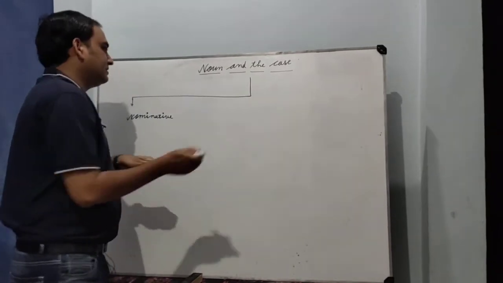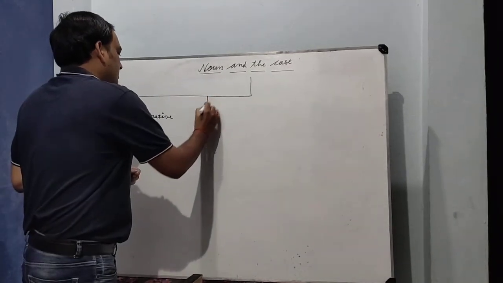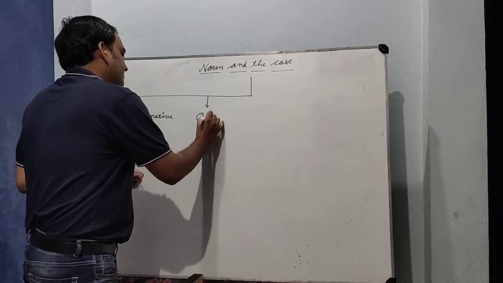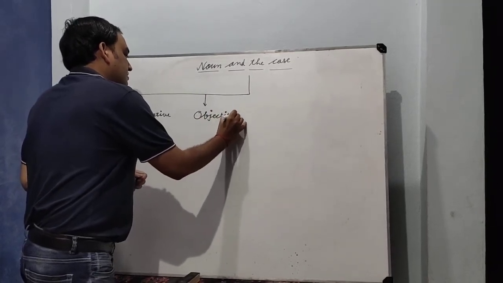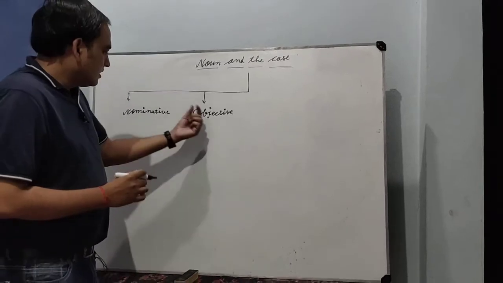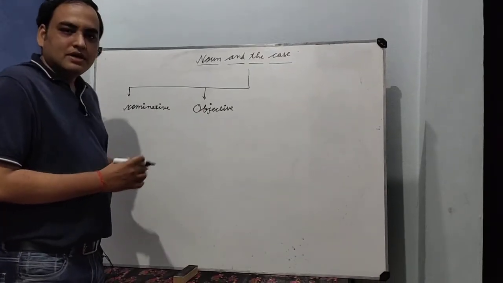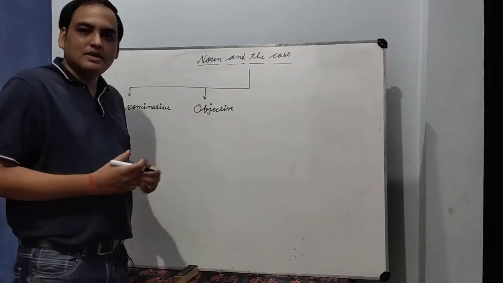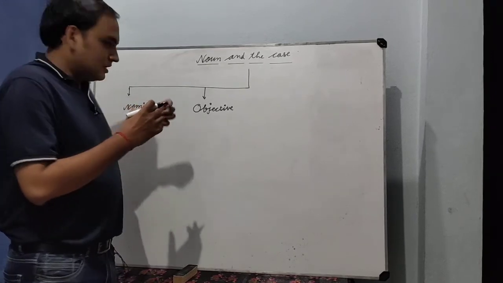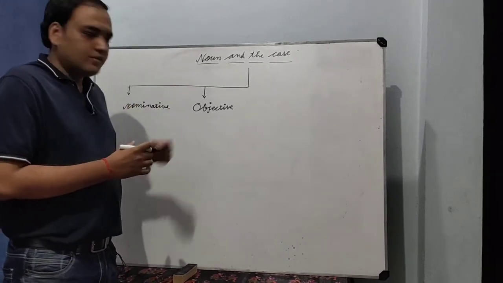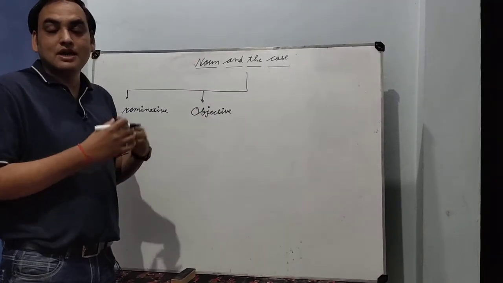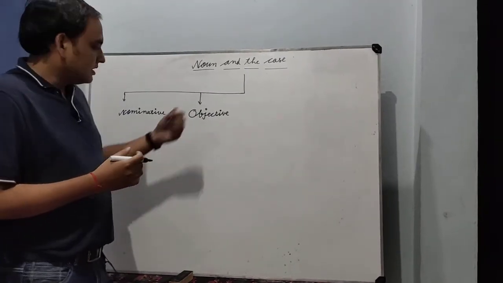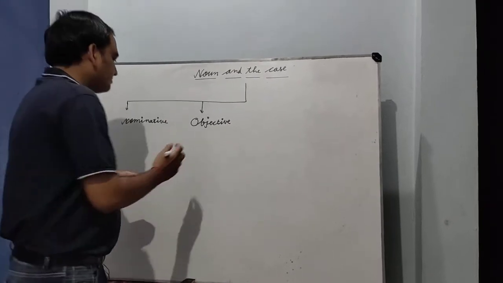Yes, the second case is objective case of noun. What is the objective case of noun? In this situation, a noun occurs at the position of object. Basically it is used after the subject. I am giving an example here.